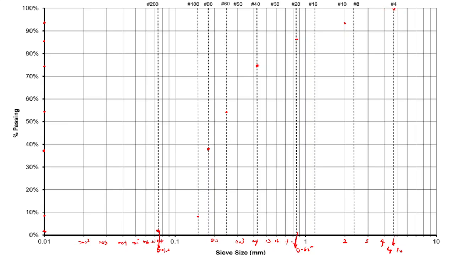So now you join your points. Please, when doing yours, use a French curve so as to get a very smooth curve. So this is this line. So that's what we were able to get.